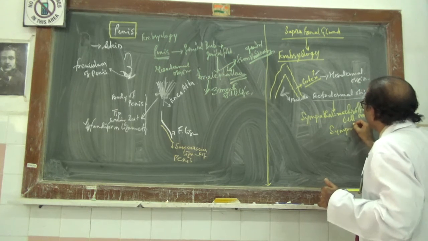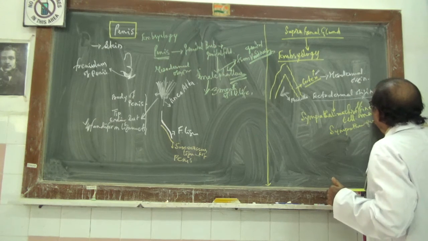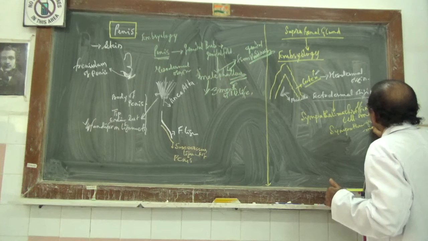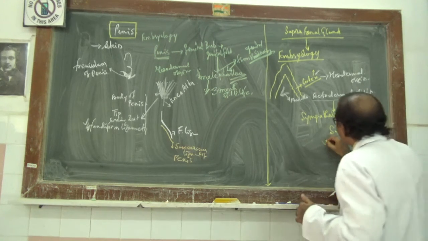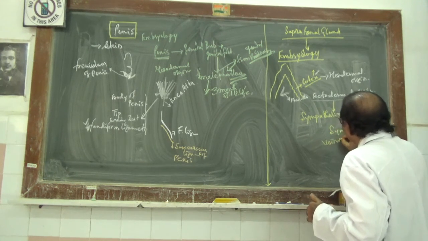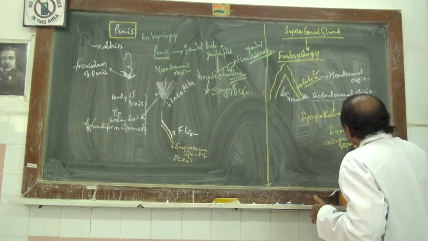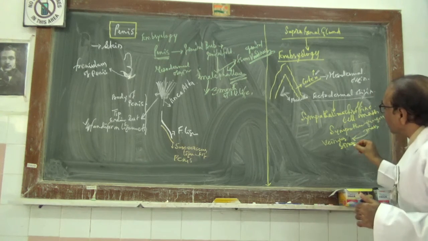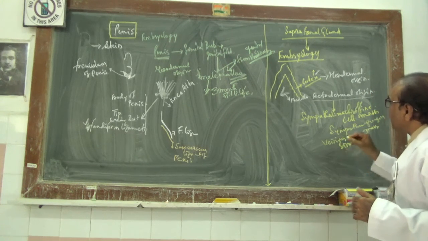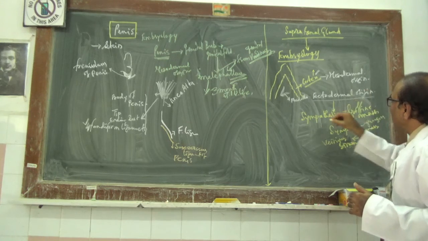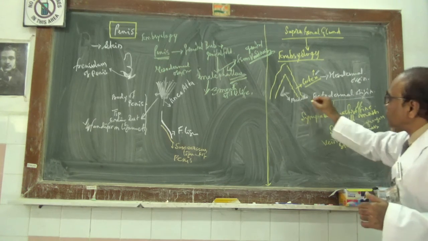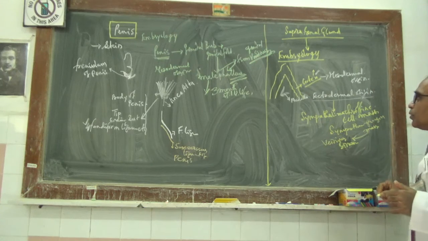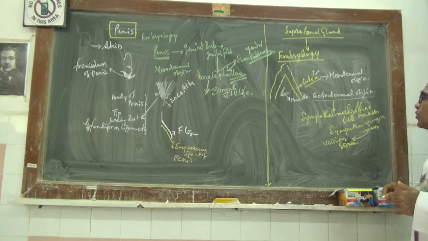a sympathetic ganglionic mass, which will have venous sinuses formed by the veins. So this is what it will get for the development of the medulla of the suprarenal gland.